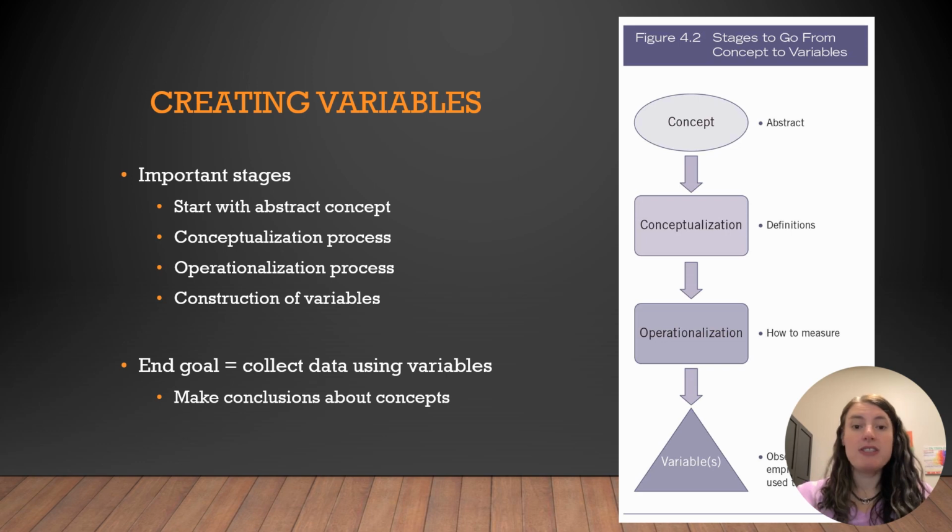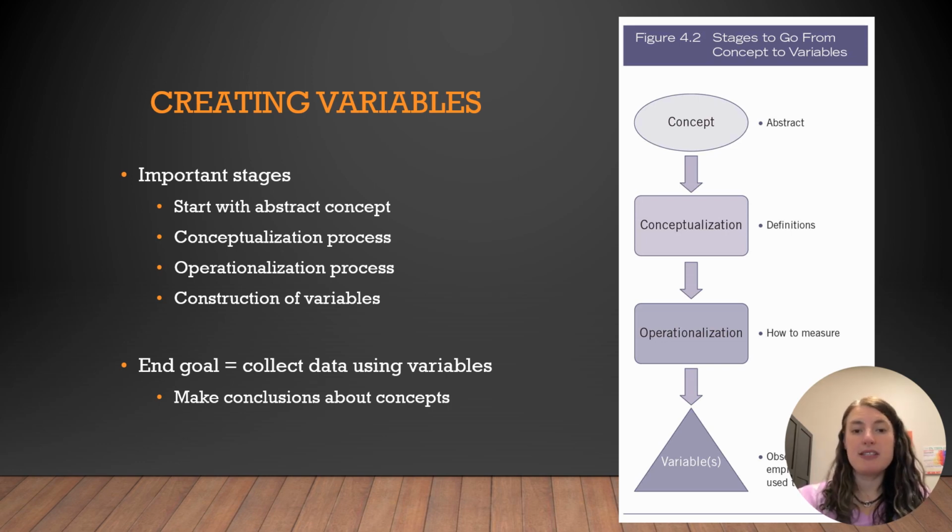So in the last video, we talked about the relationship between concepts and variables. Concepts are the abstract mental images that you want to measure, and variables are the observable proxies that you create to measure those concepts. There are two steps in the process of creating a variable: conceptualization and operationalization.